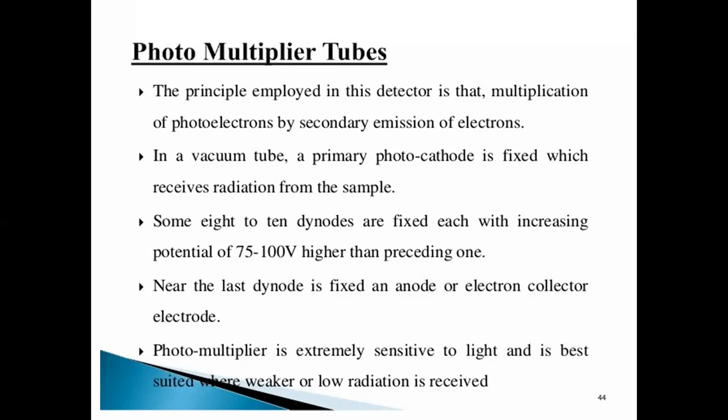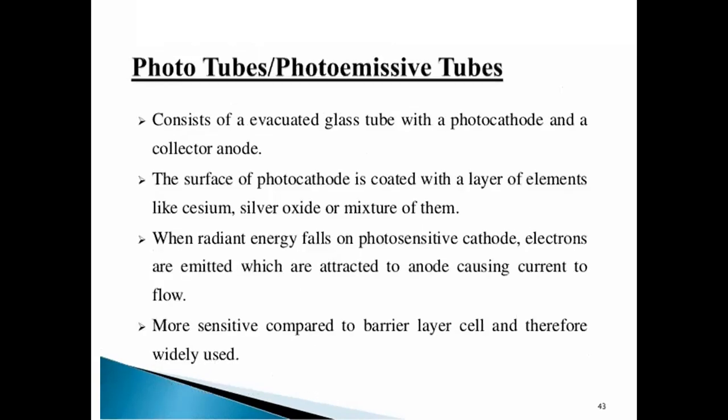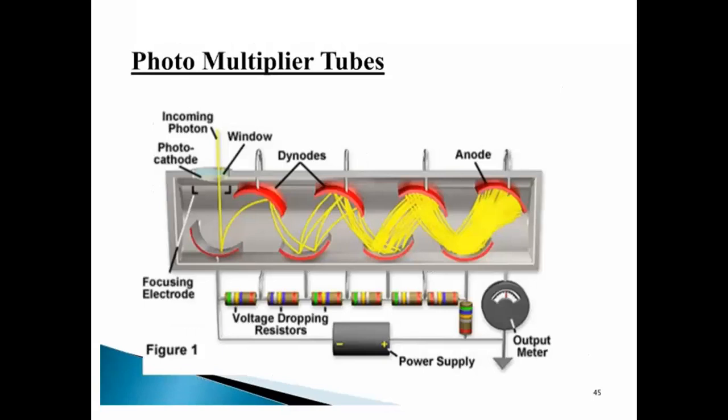So the construction, in a vacuum tube, again the same thing: a primary photocathode is fixed, which receives the radiations from the sample. Some 8 to 10 dynodes, known as the dynodes, are fixed, each with an increasing potential higher than the previous one. Near the last dynode is fixed an anode or electron collector. You see here, this one.